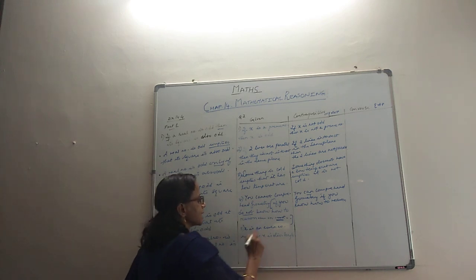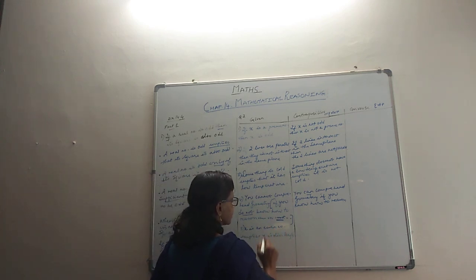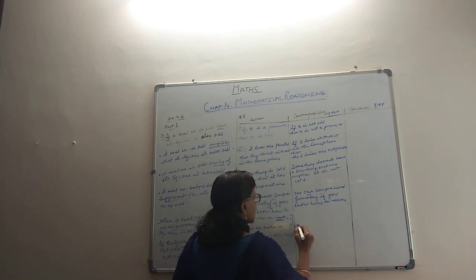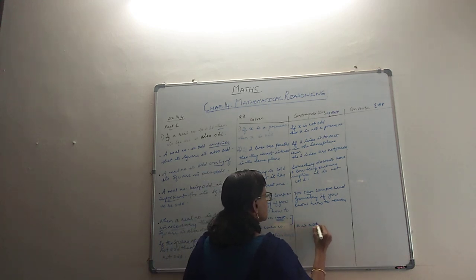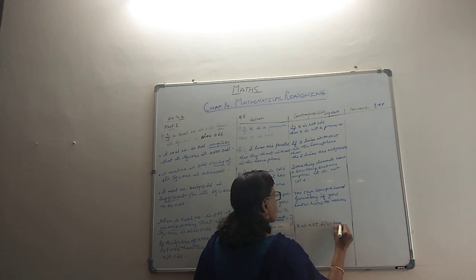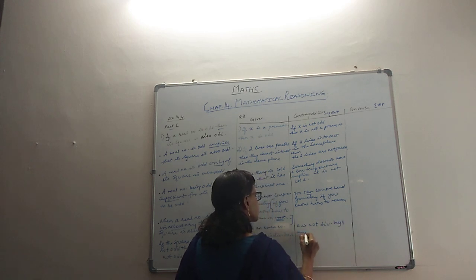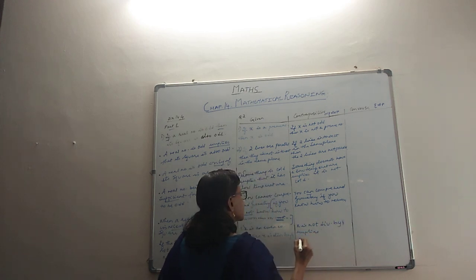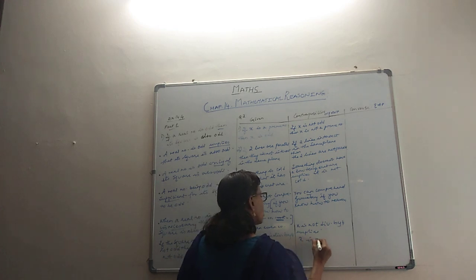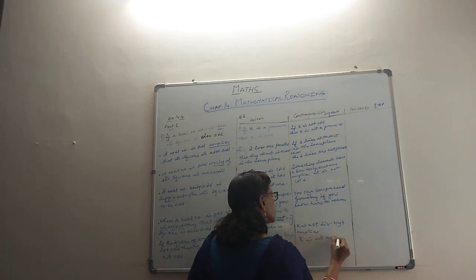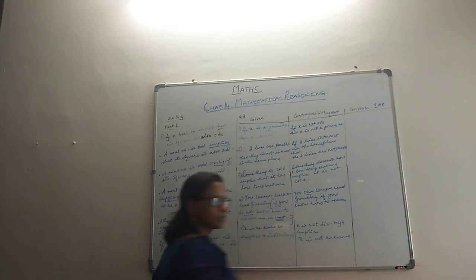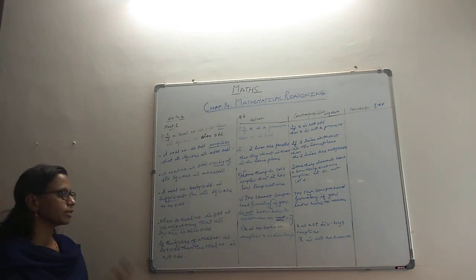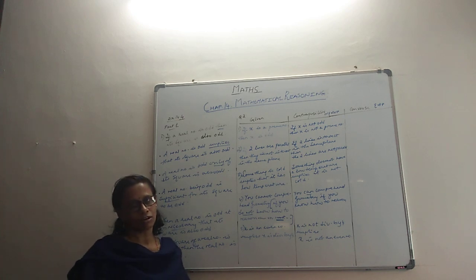Now, x is an even number implies that x is divisible by 4. So x is not divisible by 4 implies x is not an even number, right? So we have made the negatives of both. That deals with the contrapositive.